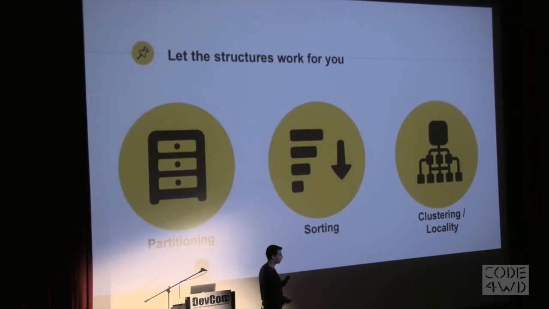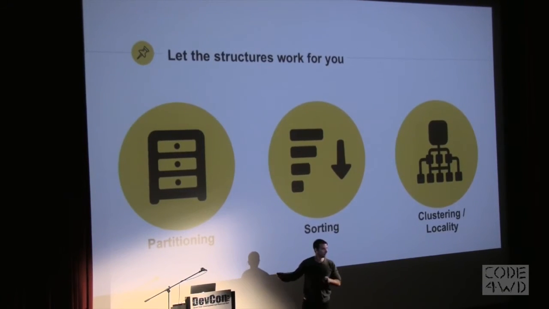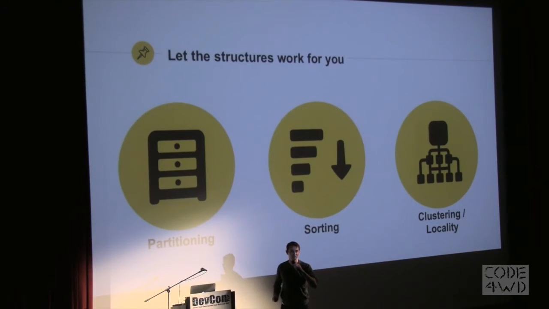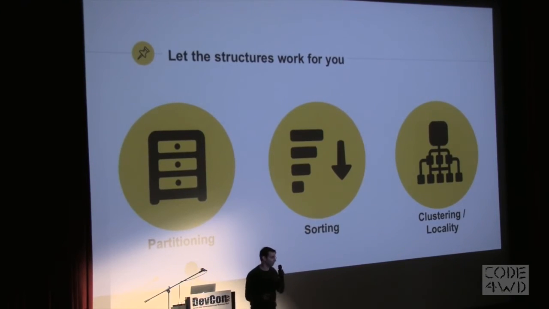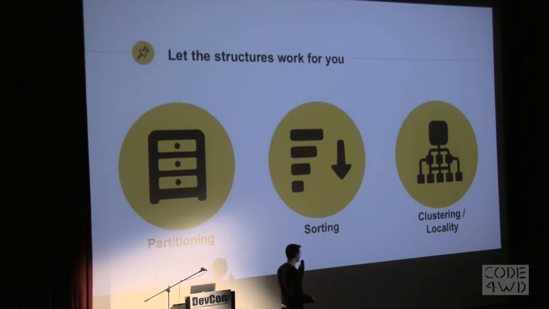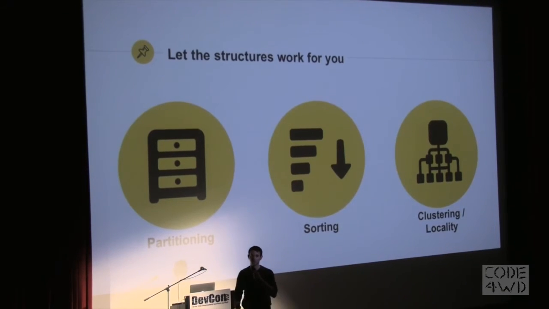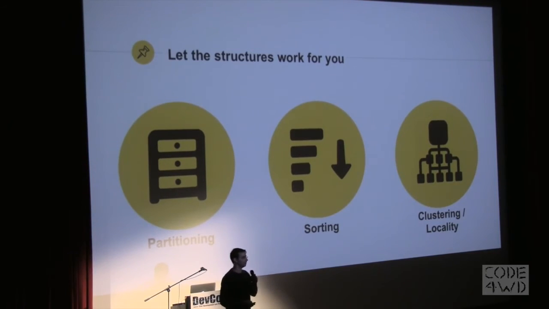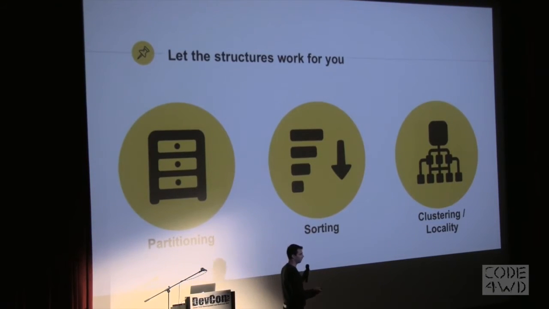So the first one is partitioning. Who knows what partitioning is? It's easy. Hadoop is working with partitions. Everybody works with partitions, all kinds of databases. Partitioning is splitting your data into different kinds of data objects. It can be files, databases, all kinds of stores, whatever. And it's like a drawer, which means that when you have a question, you know exactly which drawer to open.